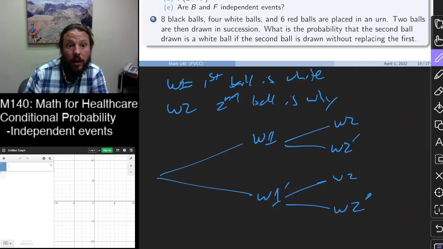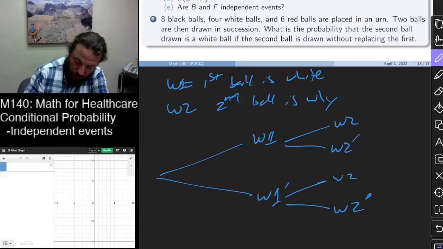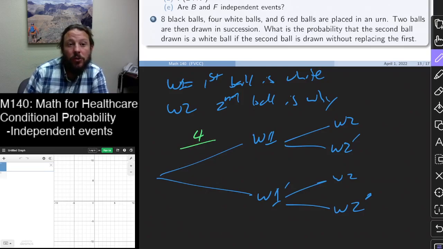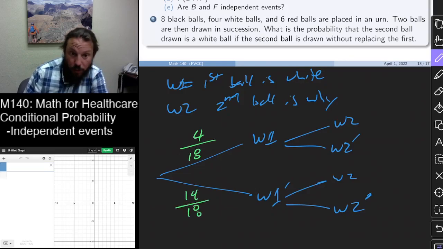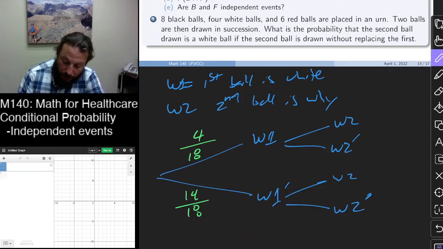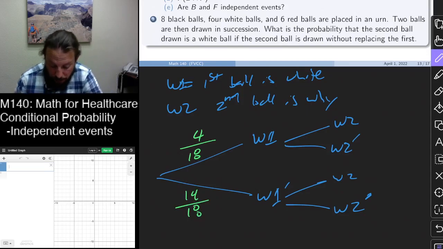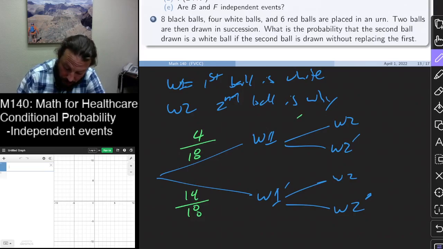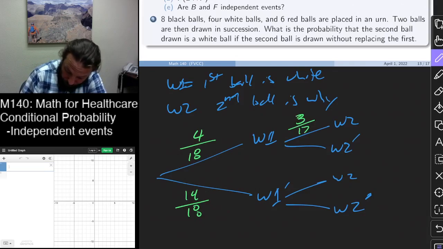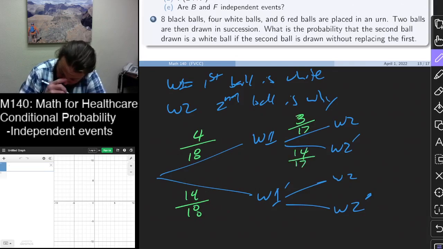Let's see how many we got. 4 white balls, so the first one is 4 out of, how many total balls we got here? 18. And so that means that we got 14 out of 18 is a non-white ball. Now we have conditional probabilities. What's the probability that the second ball is white given that the first ball is white? Now we only have 3 white balls left and 17 total balls. So down here it's 3/17.